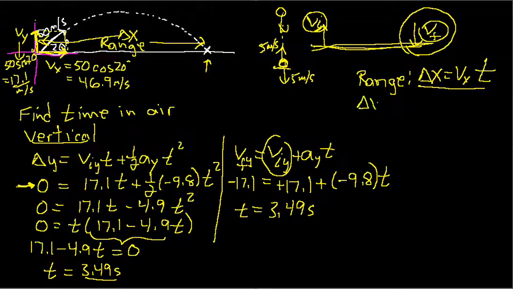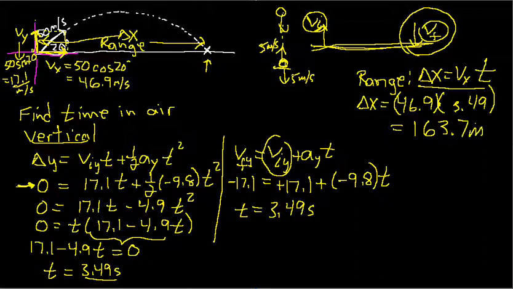So delta x is going to be the initial velocity in the x, which we calculated at the start as 46.9, times the time, which is 3.49 seconds. And if we do that, we've got ourselves a range of 163.7 meters.